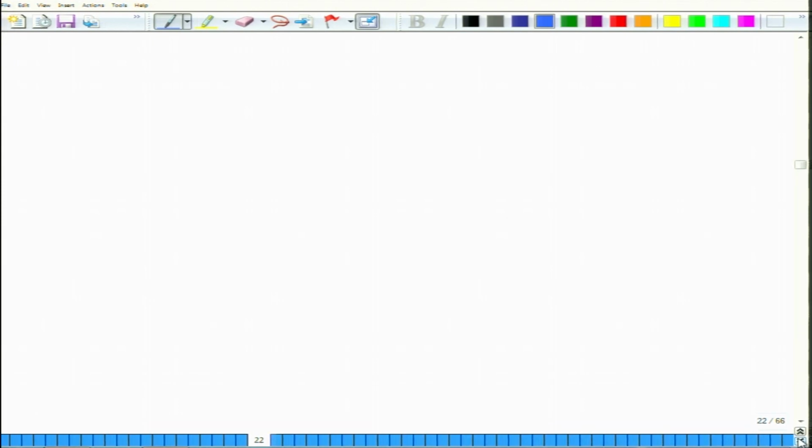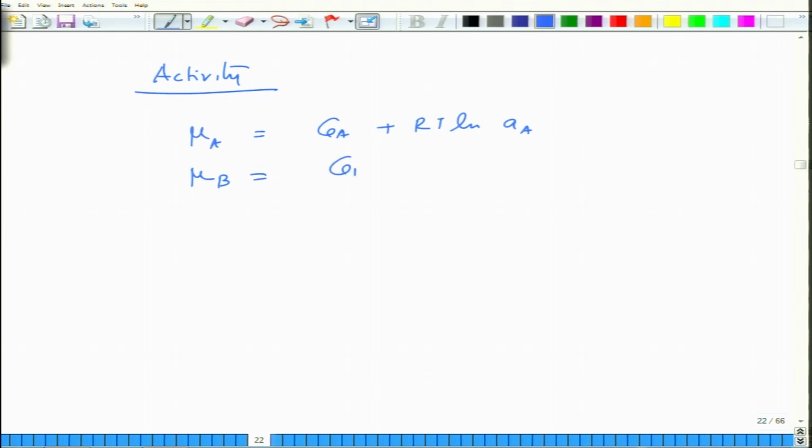And then we defined another term called activity. Activity is similar to chemical potential. It basically tells you how active an element is. So, basically activity is related to: mu A is equal to G A plus R T ln a A, and mu B is related to G B plus R T ln a B.